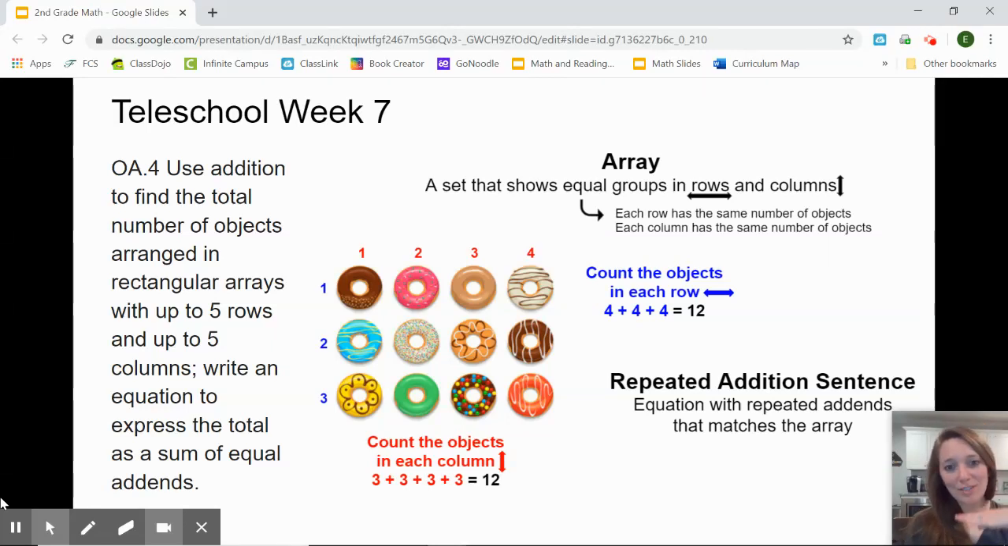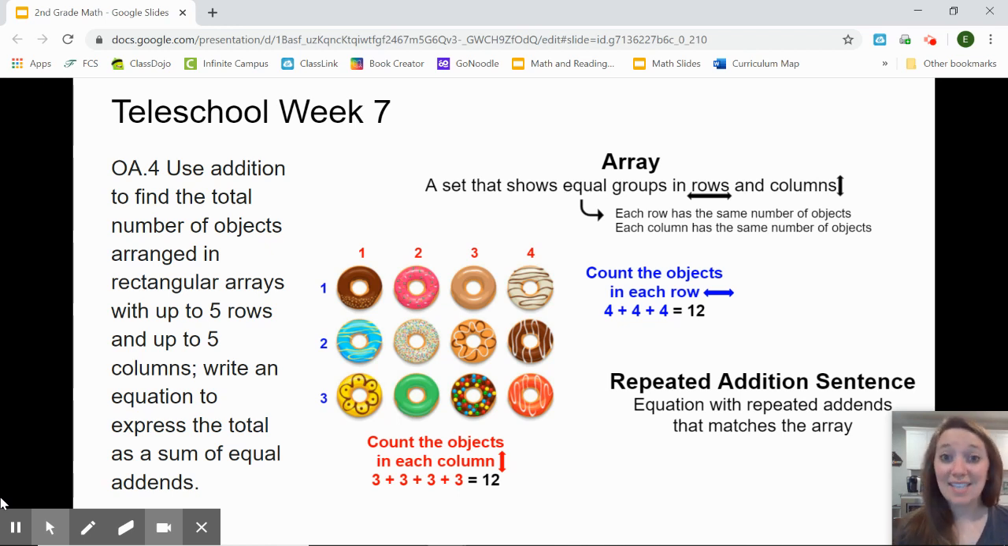Miss Shouter here. Our learning target this week is to use addition to find the total number of objects arranged in rectangular arrays with up to 5 rows and up to 5 columns. Write an equation to express the total as a sum of equal addends. So what is an array, you ask?